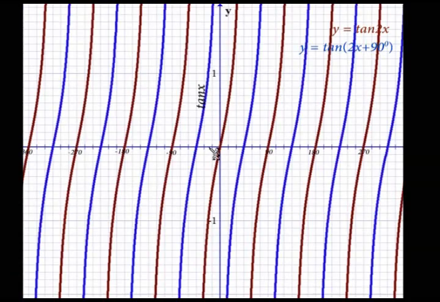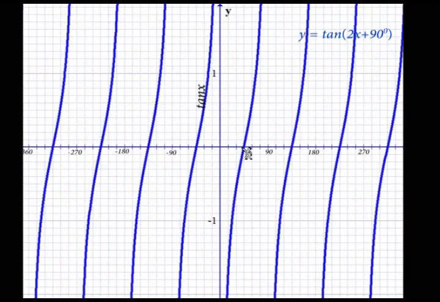Then we had a horizontal shift, so we divide c by b to get the shift. That is 90 over 2, which gives us 45, and because it is positive, it is a shift to the left. There is our final graph for the function y = tan(2x + 90 degrees).